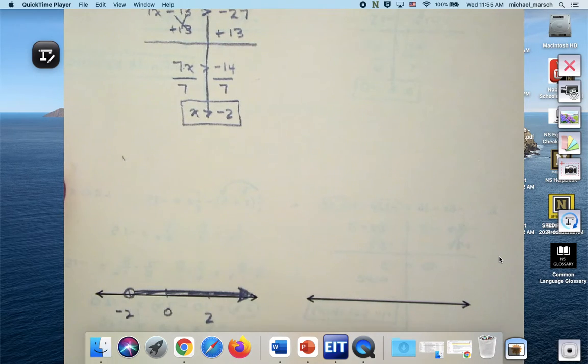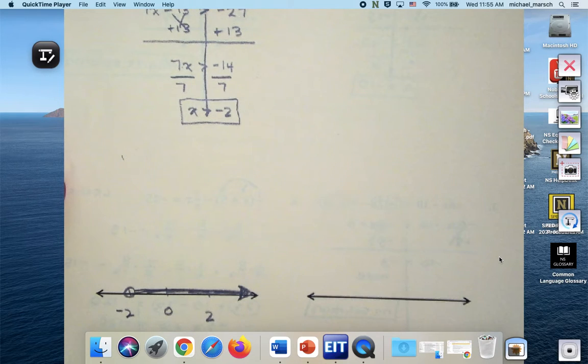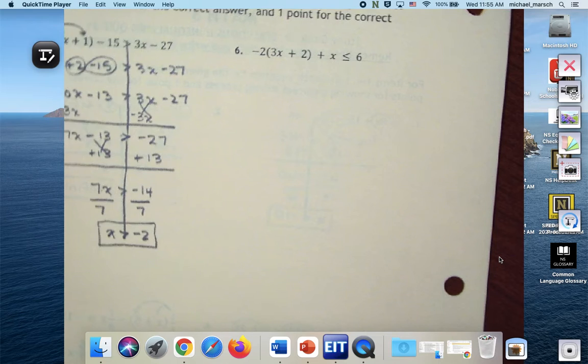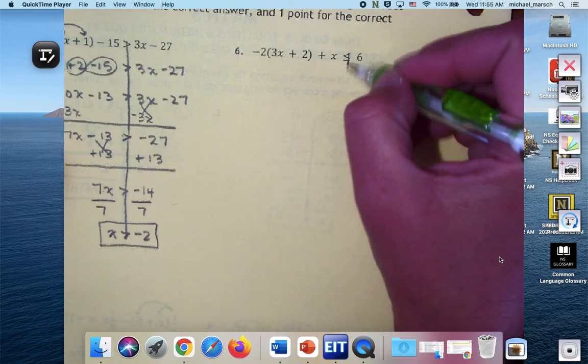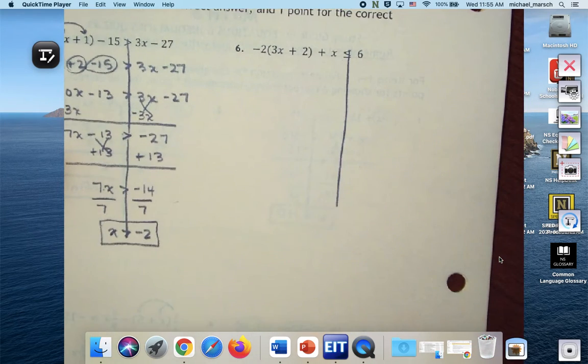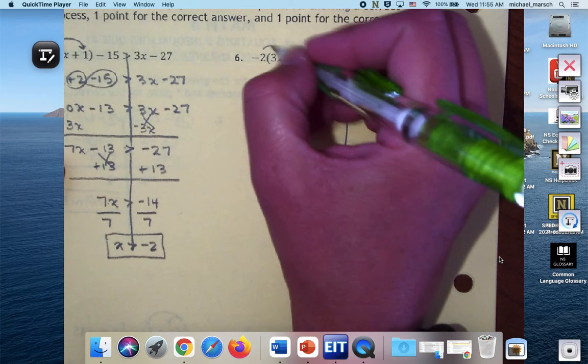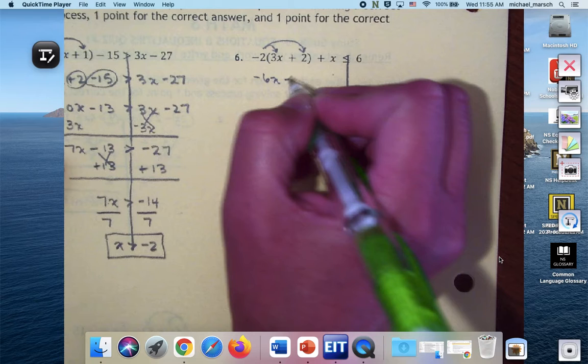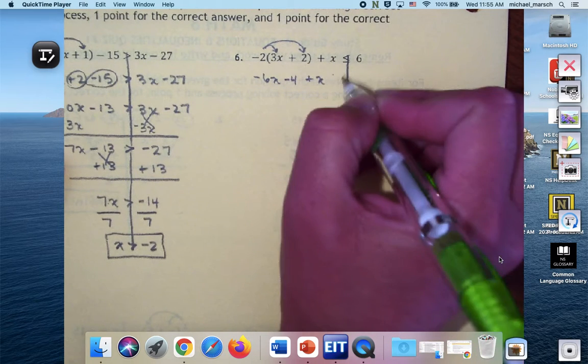All right. Number 6. Number 6 is confusing. I mean, there's a little bit to do there. So we've got our wall of equality. Do I have to do any distributing? Yes. Sure do. So I'm going to get negative 6x minus 4 plus x is less than or equal to 6.